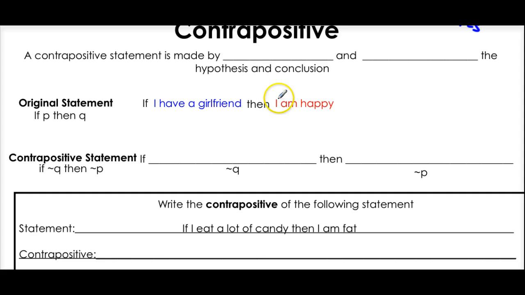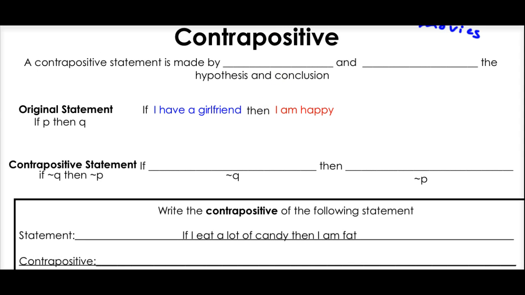All right, the contrapositive. The contrapositive is the last one we're going to be talking about today, and it's just a combination of the converse and the inverse. So a contrapositive is a statement made by switching and negating the hypothesis and conclusion. So it's really just a combination of the converse and the inverse. Okay, so we're going to do both. So in our first case, our original statement is, if I have a girlfriend, so that's our P, then I am happy, and that's our Q. All right, and I do have a girlfriend, so I am happy.